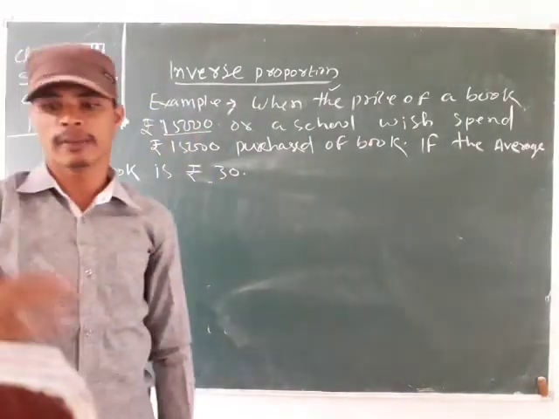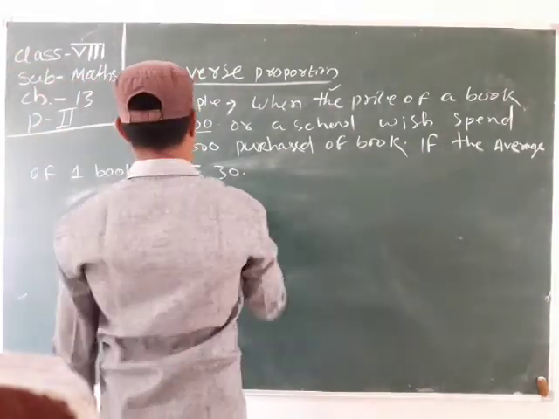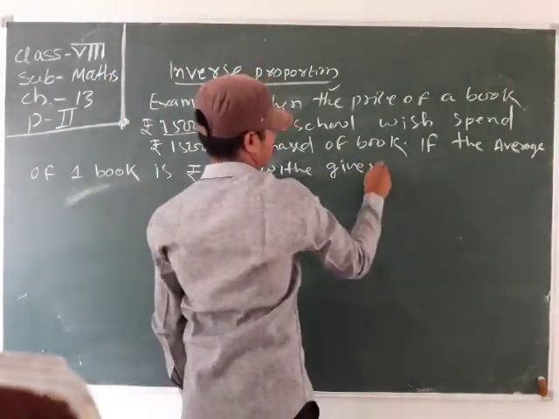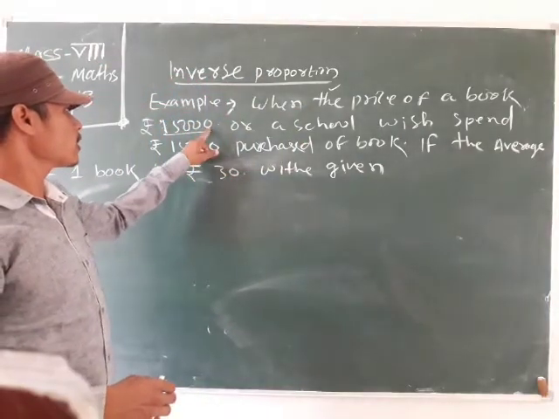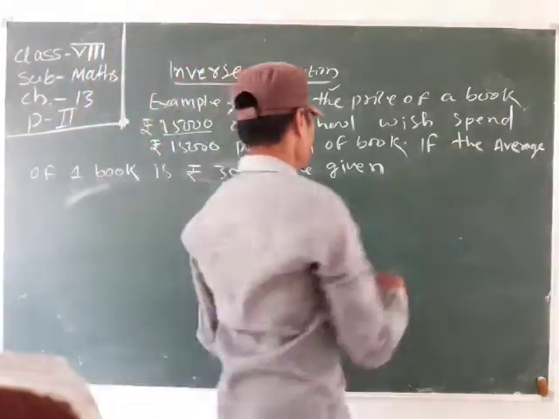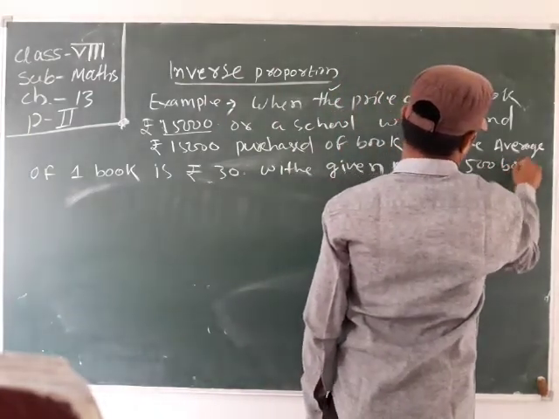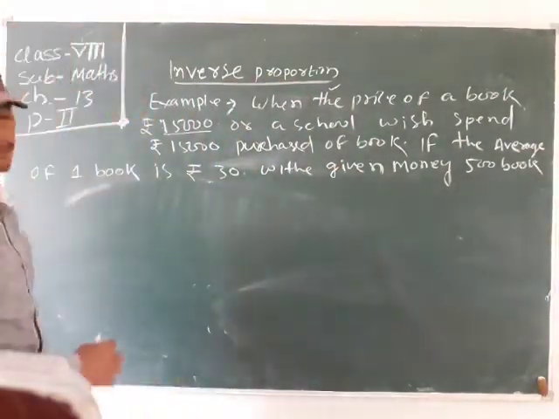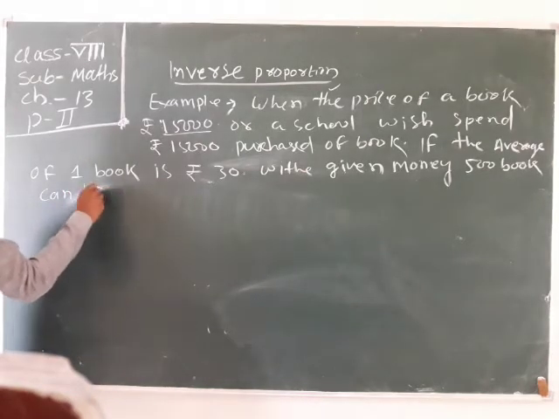Then 15,000 divided by 30 is 500. That means with the given money, 500 books can be purchased.